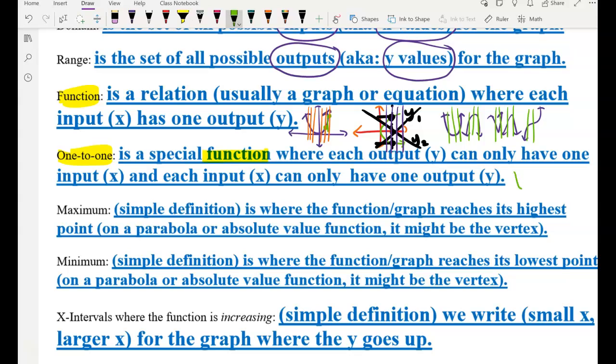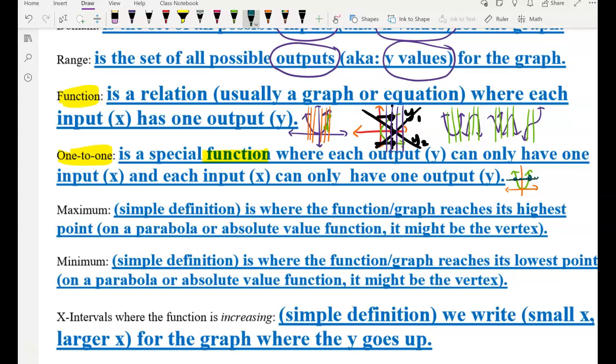So we talked about a parabola being a function. It is not a one-to-one. And here's the reason why. So let me make a coordinate plane. It's not a one-to-one because if we were to plug in a y value, let's say somewhere here, it has two x values. Whoa. So that means it's not going to be a one-to-one. It's a function. It's just not a one-to-one function.